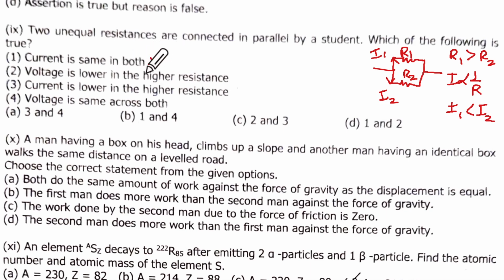Both of them have the same two endpoints, so the voltage will be the same. So the voltage being lower in one is also not the correct one. Current is lower in the higher resistance is correct. Voltage is the same across both. Now 3 and 4 are correct. So option A, 3 and 4.